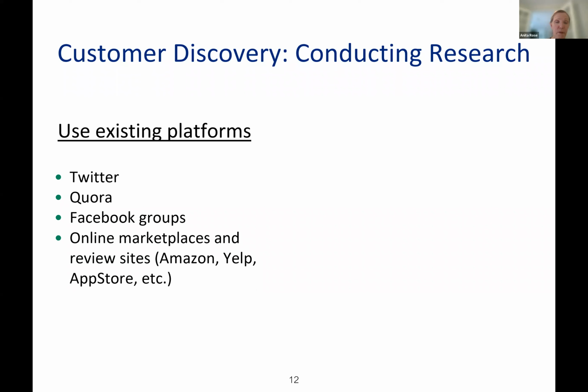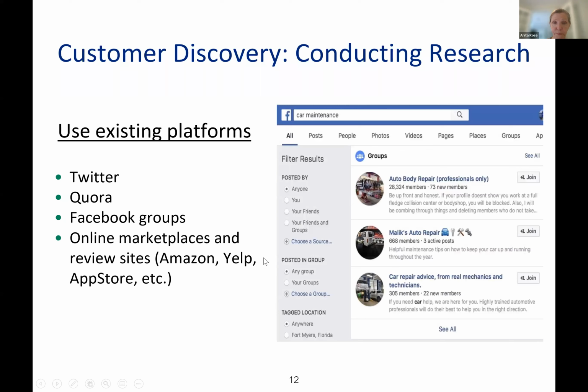Okay, now we could do some other things. We can go to Twitter, we can go to Quora. If you haven't tried Quora, it's a place you can go, ask questions, and get information back. Facebook groups, LinkedIn groups are another one. You can gather some information there, ask questions, and get information back. Different online marketplaces as well.